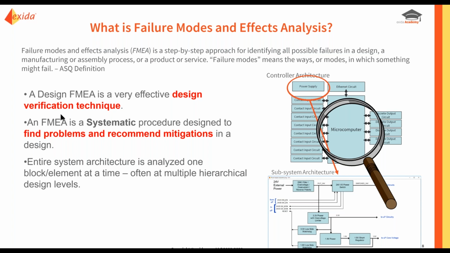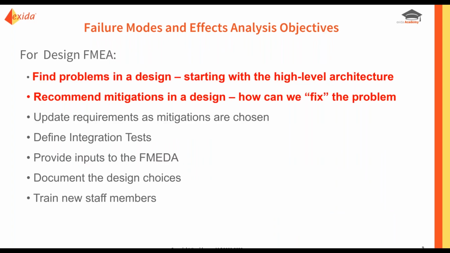FMEA is very systematic, and it's primarily created to find problems and to recommend solutions to those problems, which we call mitigations. It's systematic in that we look at an entire system, one block at a time, through one or more levels of design. The objectives then should be very clear. Number one, find problems, starting at the high-level architecture. Recommend solutions or mitigations. How do you fix the problem?